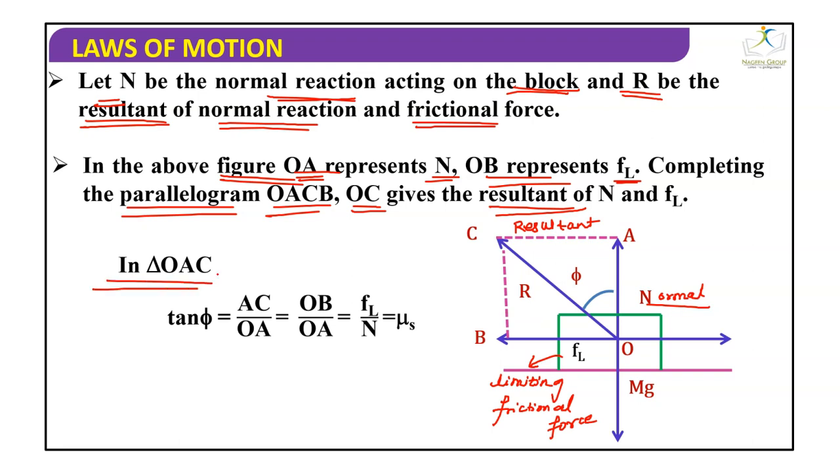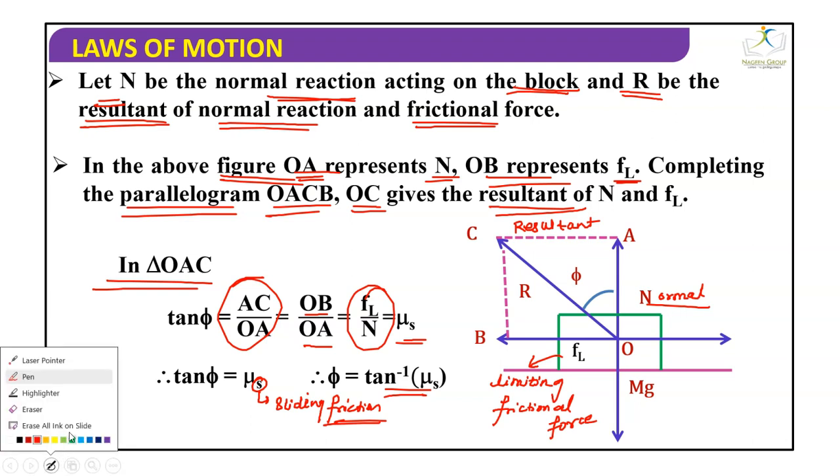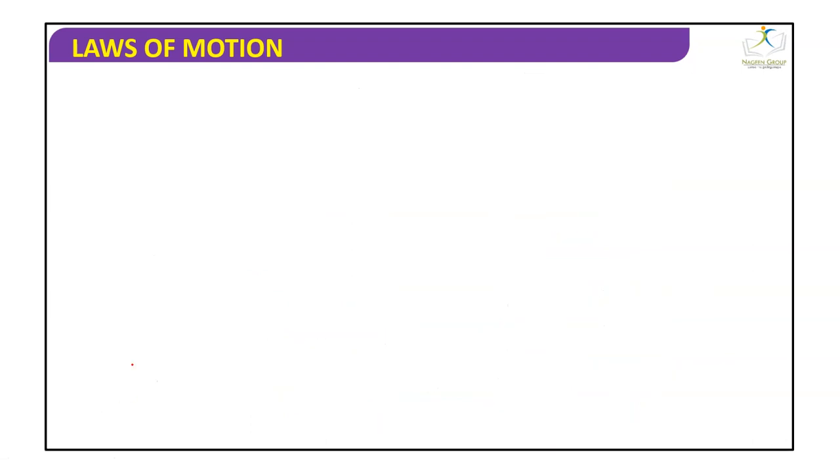So in triangle OAC, we know perpendicular by base: AC by OA is equal to OB by OA. After putting the values, FL by N gives mu. So tan phi is equal to mu S. What is S? S represents the sliding friction. So phi is equal to tan inverse mu S. I hope it's completely clear to you all.